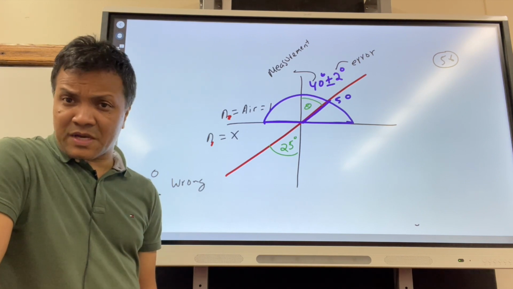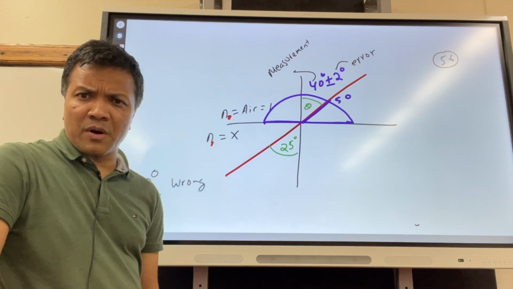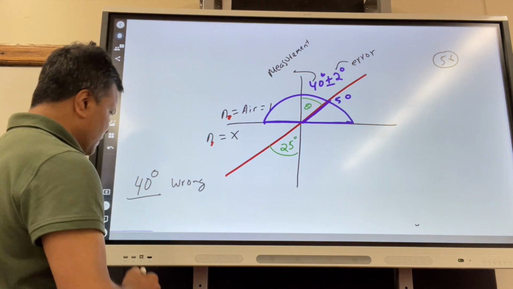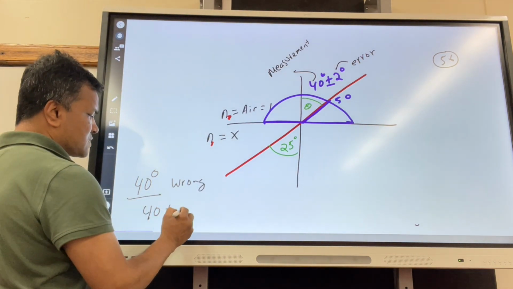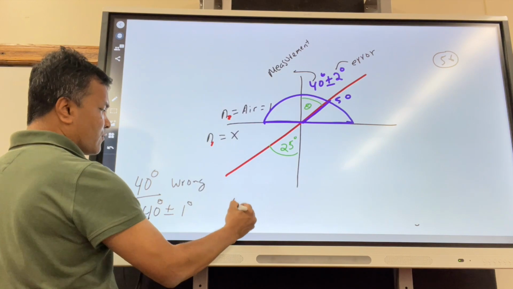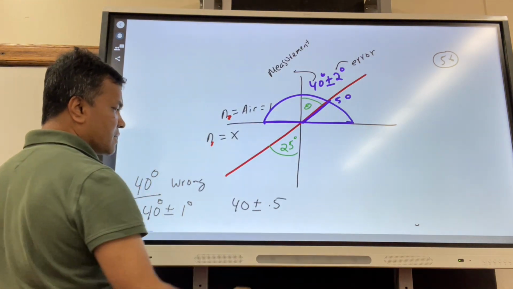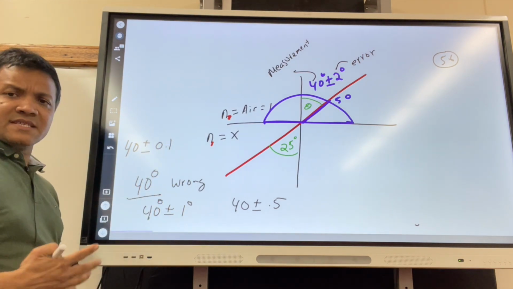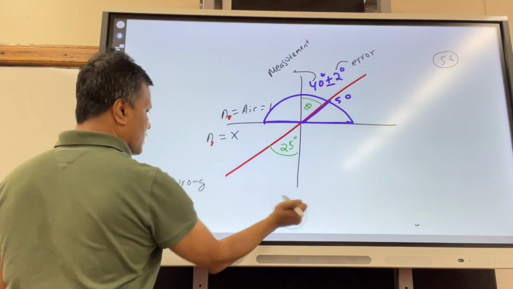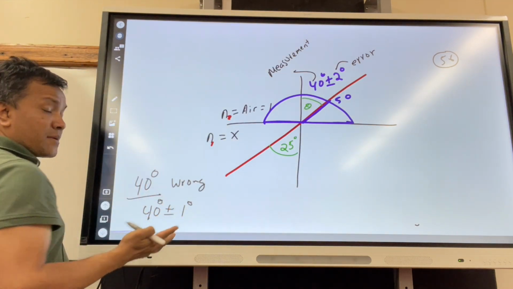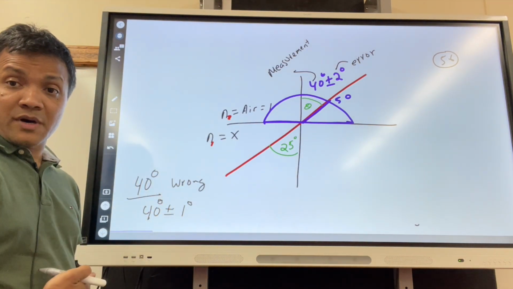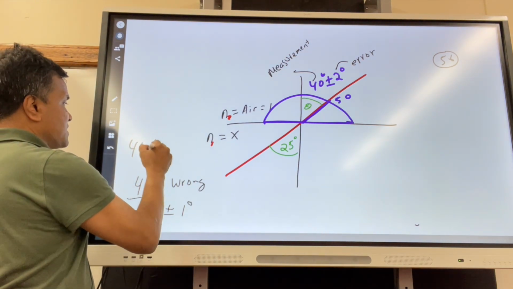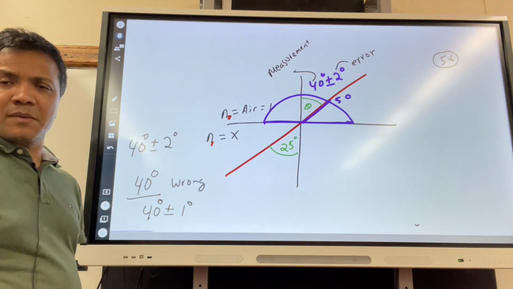You can measure things with 100% precision, but no one on the earth can measure things with 100% precision. You can write 40 plus minus 1, or you can write 40 plus minus 0.5, or you can write 40 plus minus 0.1. All right, since it is degree, you always use the whole number. So 40 plus minus 1, that means you are telling people that you can measure things more precisely than the other people. But the best way to go about it is 40 plus minus 2.